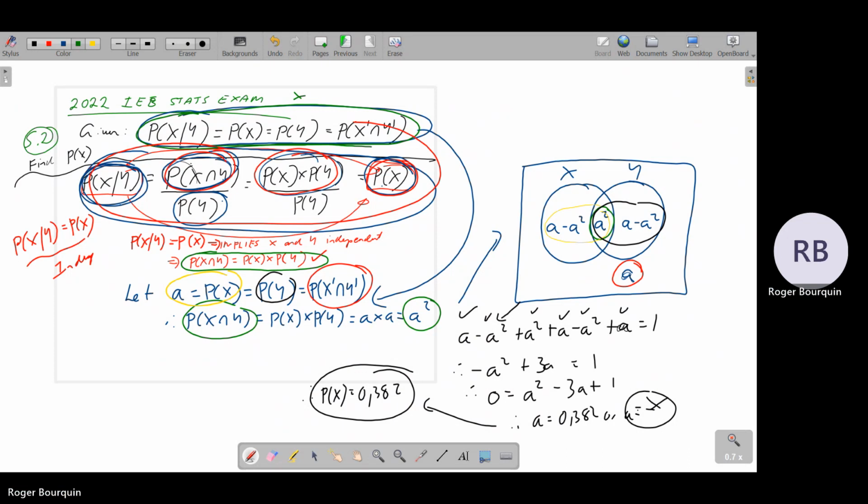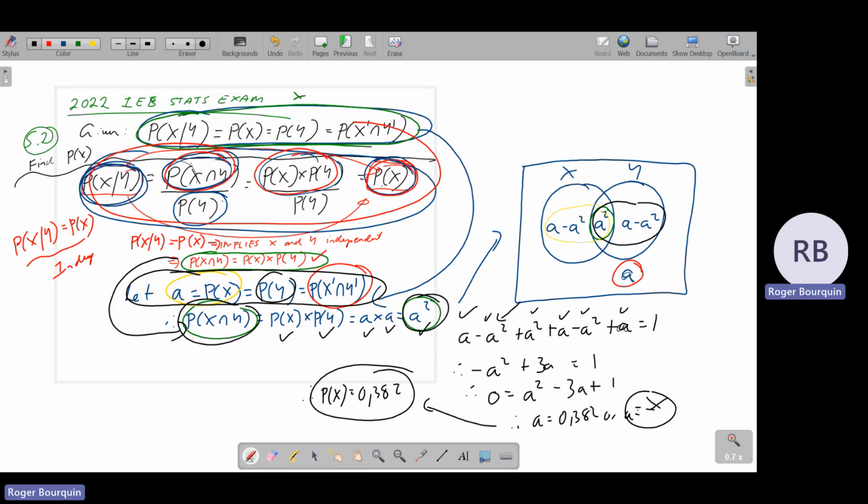Now, I just said, let A be equal to the probability of X, given all the things that we're given. So we know that the probability of X and Y is equal to the probability of X times the probability of Y. But those are equal to A, so the probability of X and Y is A times A, which is A squared.